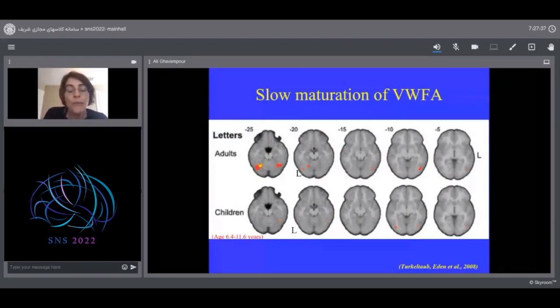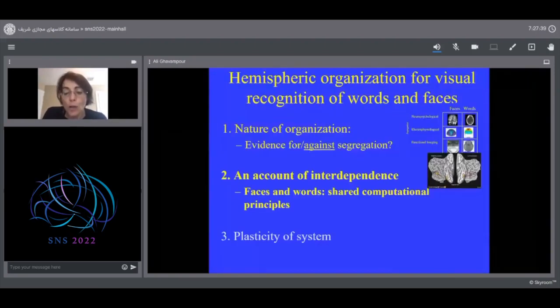Next, please. So I'd like to argue today that instead of thinking about the strong form of lateralization, it makes much more sense to consider the data that is against the segregation. And this leads me to propose an alternative account of interdependence between faces and words. And I'm now going to lay that out for you. So I'm going to do a deep dive into this account.